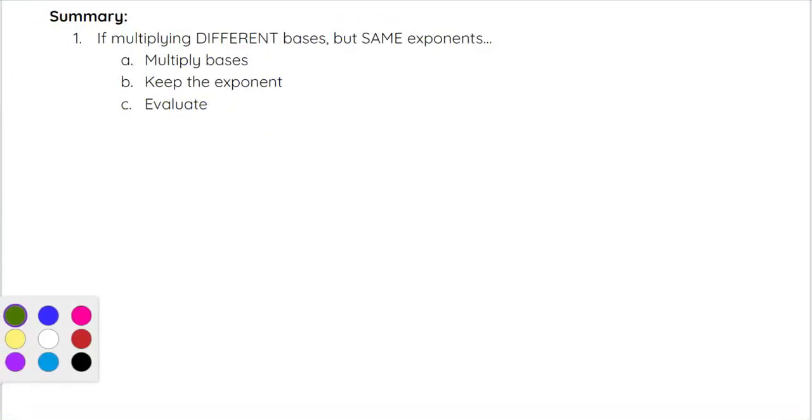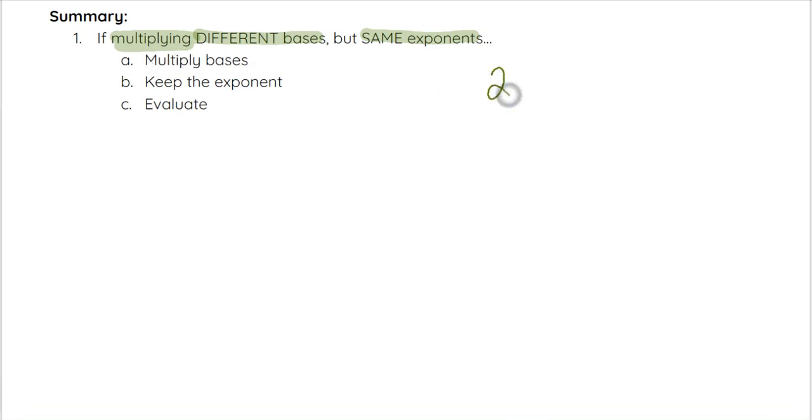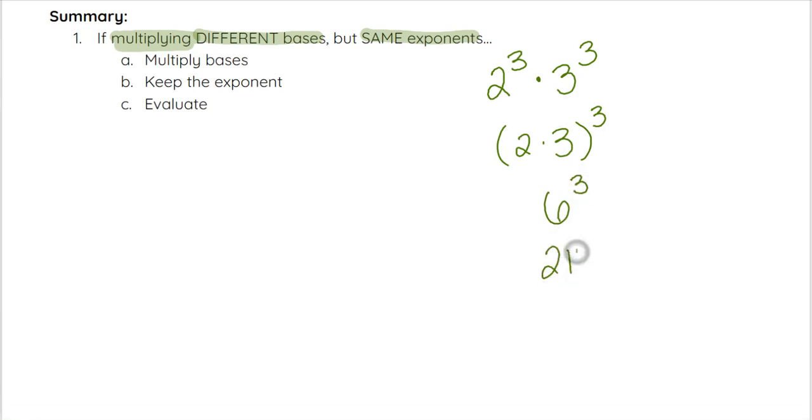So in summary, if you're multiplying different bases but the same exponents, and again, multiplication, then we multiply the bases together, we keep the exponent the same, and we evaluate. So again, we had something like 2 to the third times 3 to the third. That became 2 times 3, keeping it to the third power, and that was 6 to the third, which was 216.